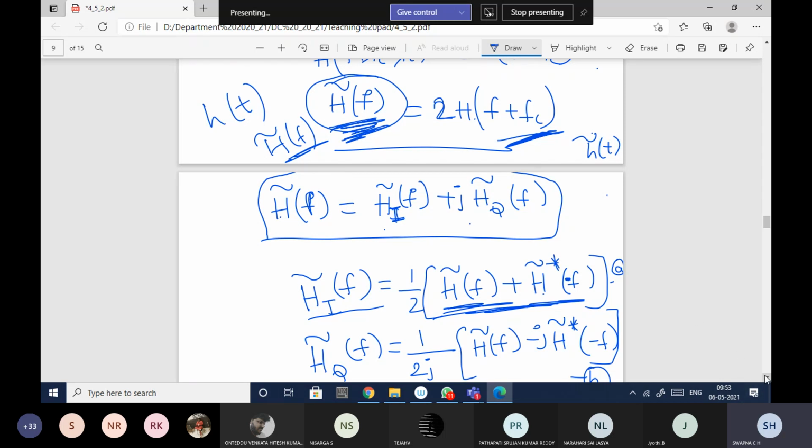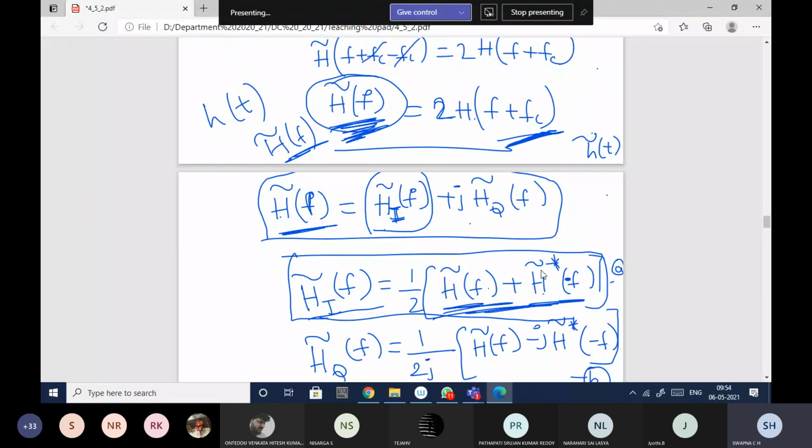Okay, so now what I need to do, see, if I want to get h tilde of f, I need to know what is this h_i tilde of f and h_q tilde of f. These two I need. Okay, in order to get that, directly I have written the equation here. So this is the equation that will help us to get h_i tilde of f in terms of h tilde of f.